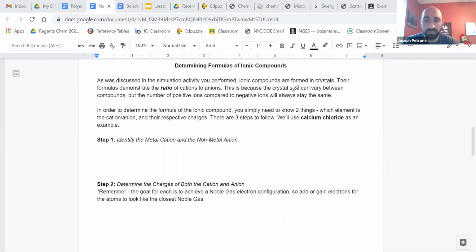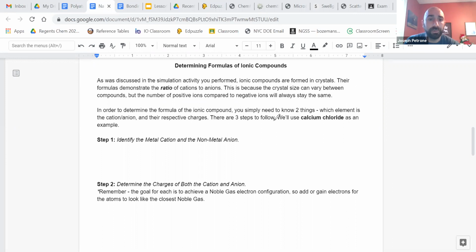That's because if I look at any 2 salt crystals, they're also going to potentially have different sizes. So one might have 1 million sodium ions, where another has 2 million. Simply, size just happens to vary between these crystals, but the ratio between the positive and negative ions always stays the same.